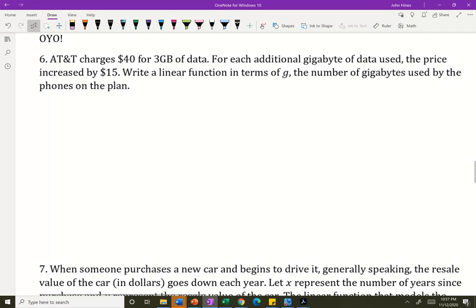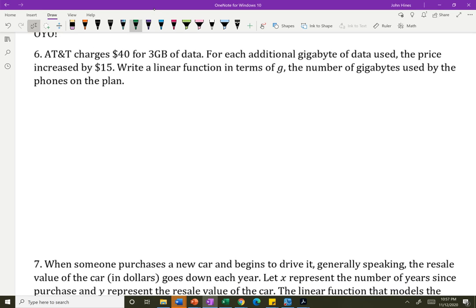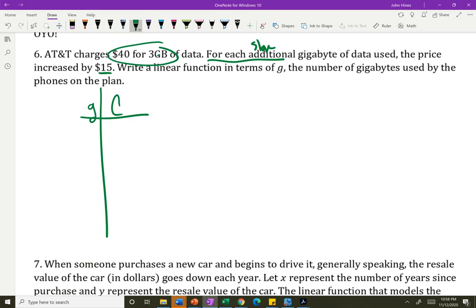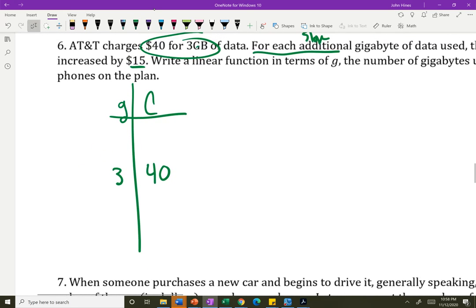And let's look at number 6 here. AT&T charges $40 for 3 gigabytes of data. For each additional gigabyte, that's telling me slope, the price increases by $15. So let's make a table here. I've got gigabytes of data and cost. Notice I have 3 gigabytes of data for $40. We already knew that. So now I need to realize what the pattern is here.